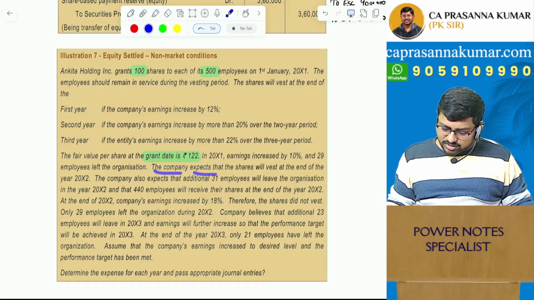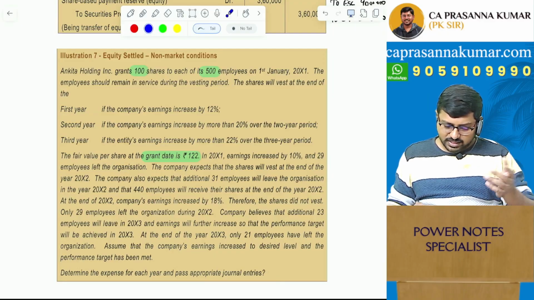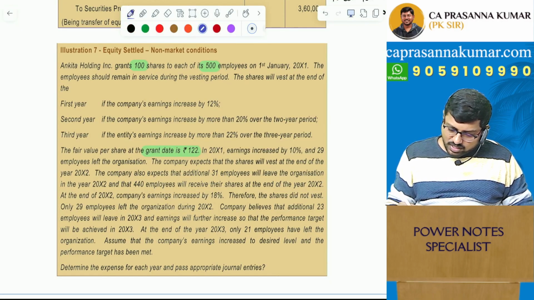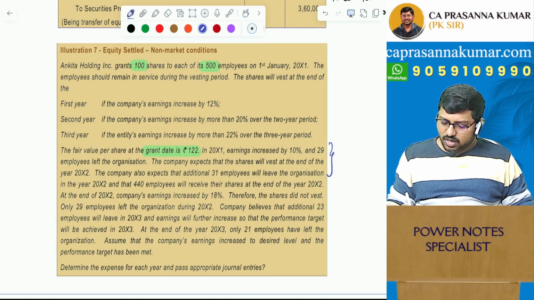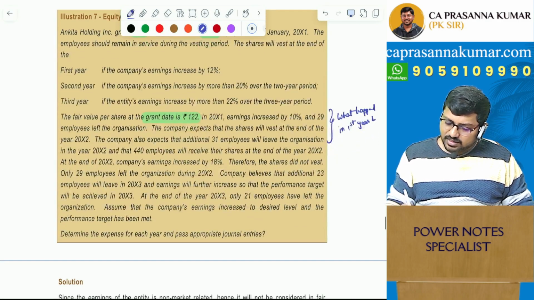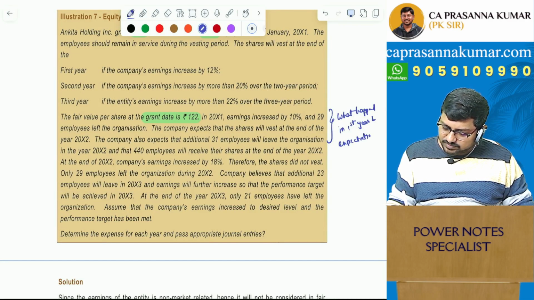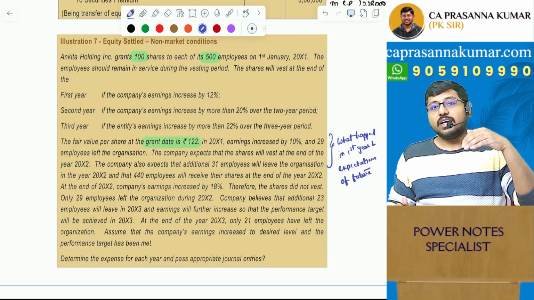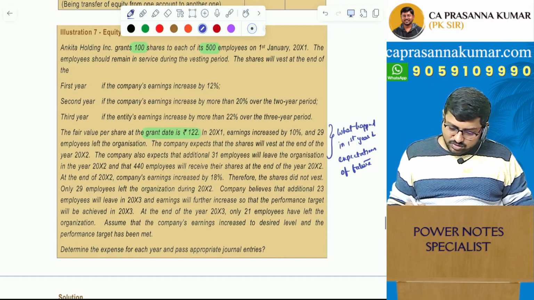The company expects that the shares will vest at the end of the year 20x2. They're expecting that it will vest at the end of second year. The company also expects that additional 31 employees will leave the organization. So these three lines, what does it represent? It represents what happened in first year, and expectations of future. Expectations of future means at the first year ending, what are they expecting about the second year and future? So that is all about these three lines.